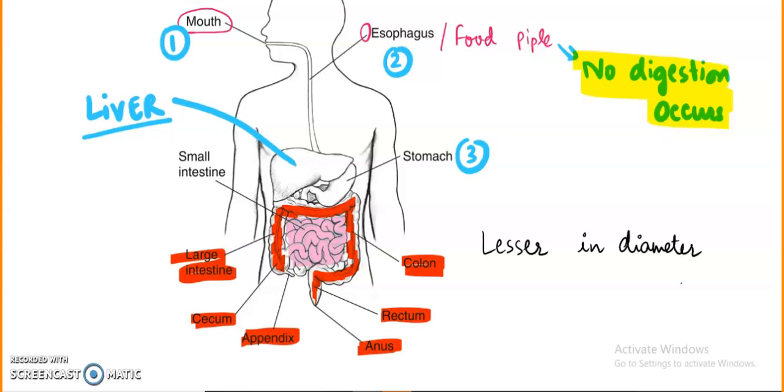Okay, so we have seen through this diagram that the mouth, oesophagus, stomach, small intestine, large intestine are the parts of the alimentary canal. And digestion is aided or helped by the liver, gallbladder and pancreas.